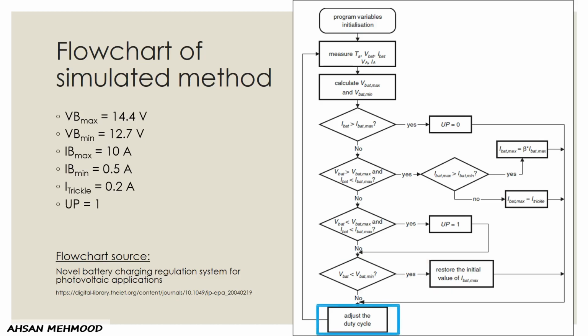At the end of this algorithm, duty cycle is adjusted based on the value of UP. If UP is equal to 0, duty cycle is slowly decreased until the PV array becomes open circuit. If the value of UP is 1, P&O algorithm is initiated.